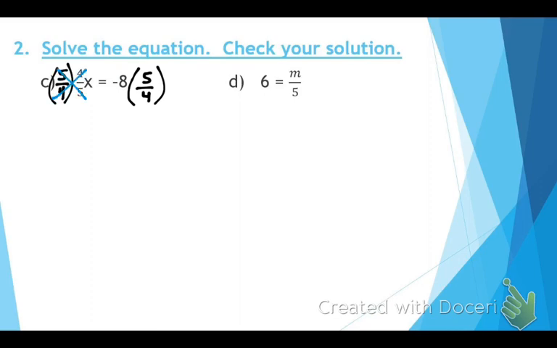What are you left with on the left side? Just plain old x equals. Is there anything that you can cross reduce on this side? Yes. What can you cross reduce? The 4 and 8. Okay, what do the 4 and 8 become? The 4 becomes a 1, the 8 becomes a 2.